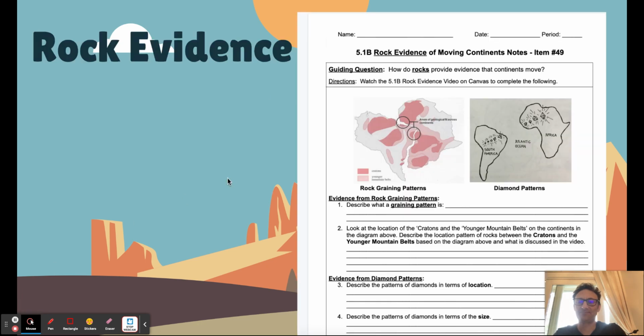All righty. This is the activity paper that you need today. Rock evidence, it's 5.1b. You'll pause, go get it, glue it in your binder.